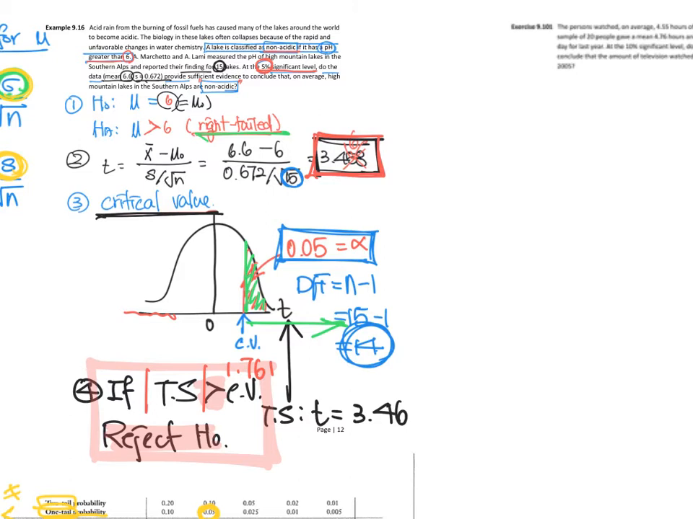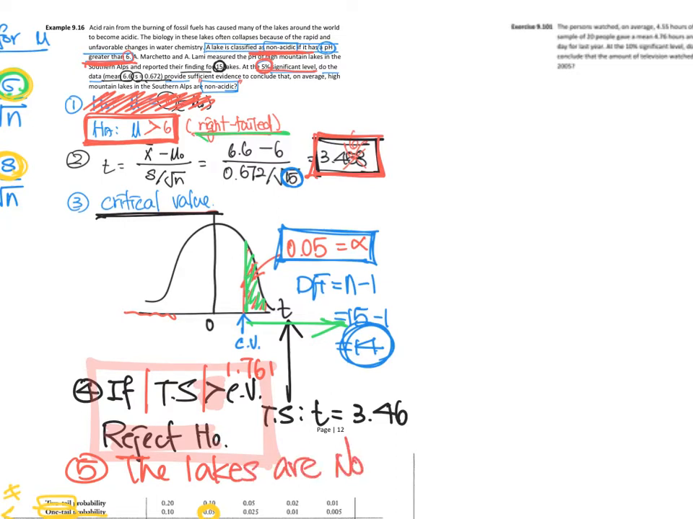So now I rejected the null hypothesis, so I have to make the conclusion based on the alternative hypothesis. It means it's bigger than 6. What does it mean? It means it's non-exceeded. So let me make the conclusion. The lakes are, yes, non-exceeded, because we rejected the null hypothesis.